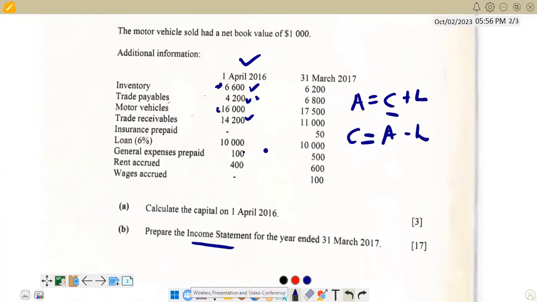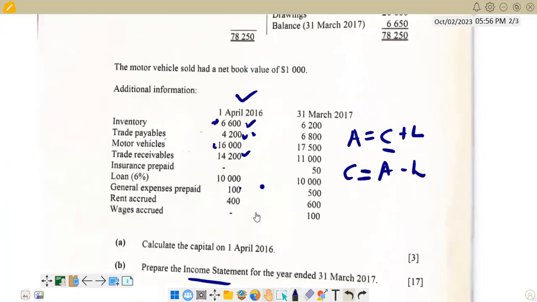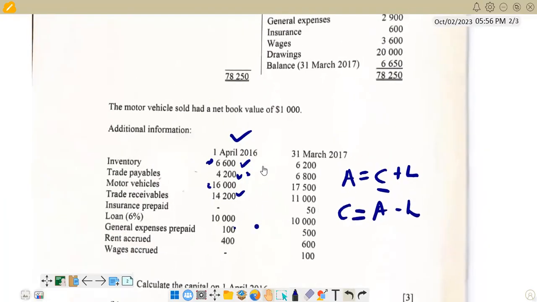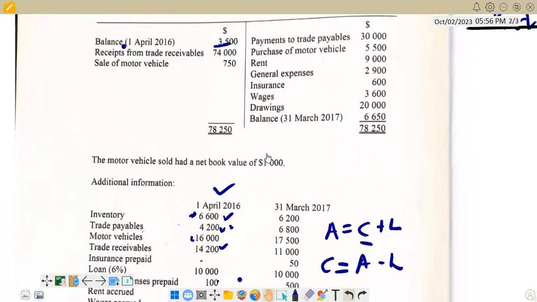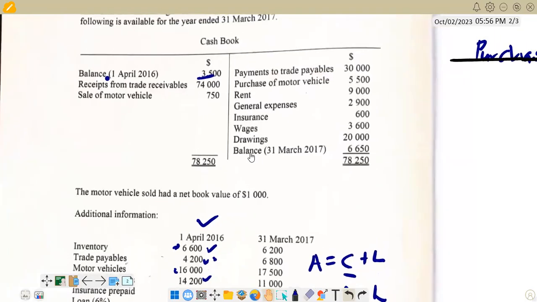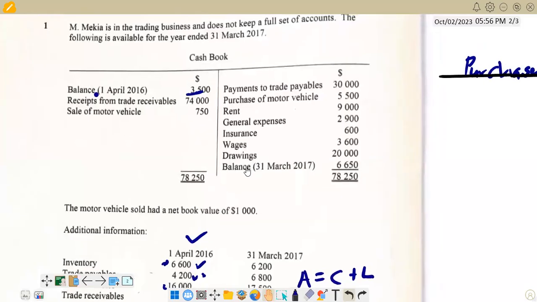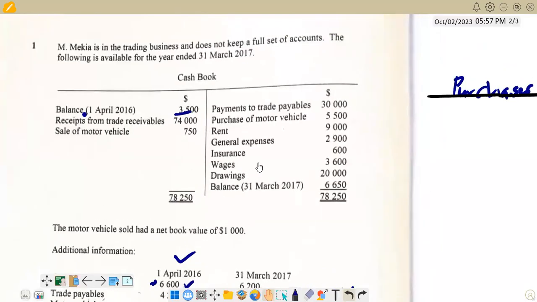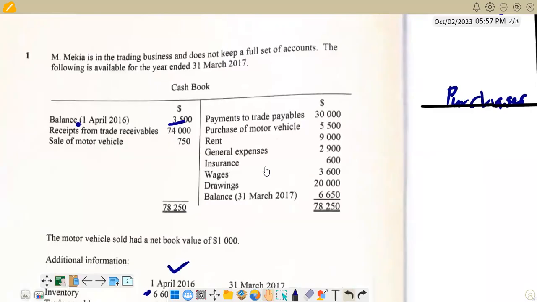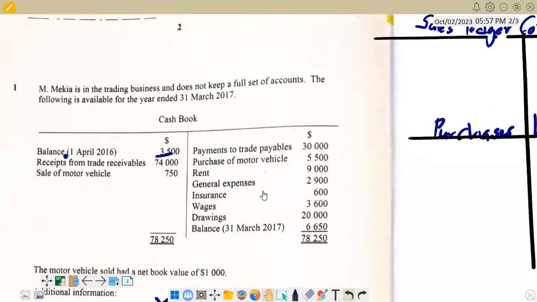But remember, I've got incomplete records. So it means if we check in our question, we've got some figures that we don't have there. We don't have the figure for sales. The figure for purchases is not there. So those two figures we need to find since these are incomplete. So we need to prepare a sales ledger control account and the purchase ledger control account to find those figures. So let's start by preparing a sales ledger control account.